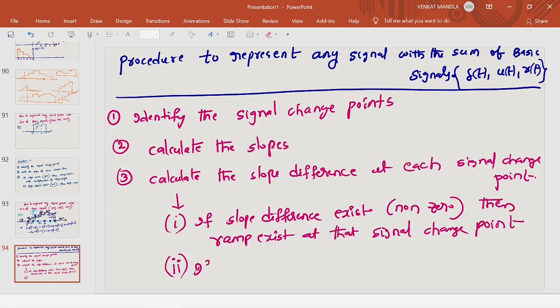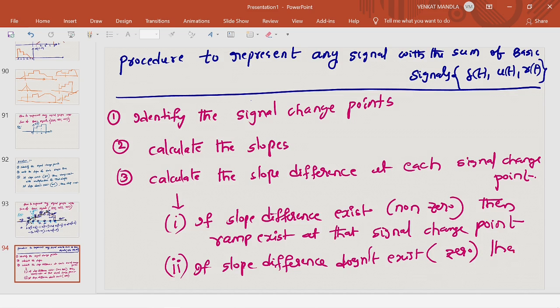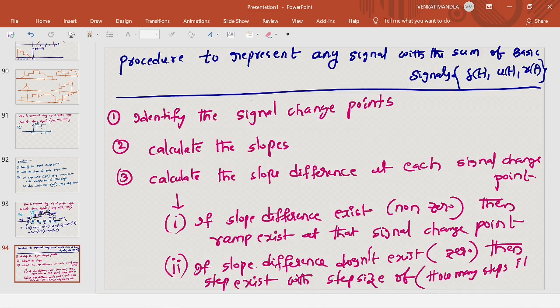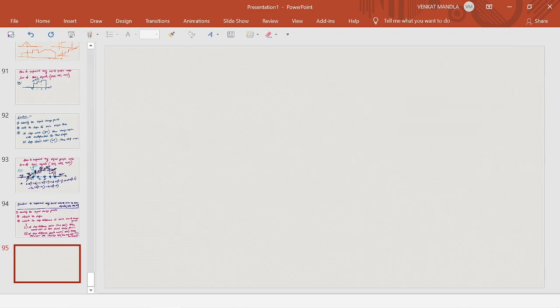Second, if slope difference doesn't exist, that is 0, then step exists with step size of how much step size, how many steps it has changed. Okay, so I will give you some examples.